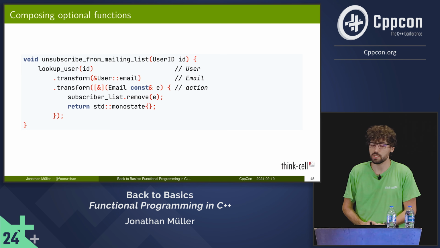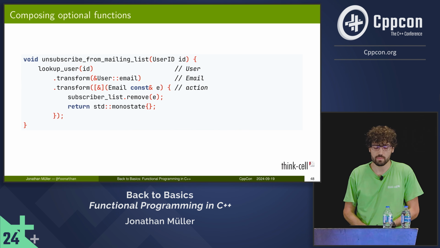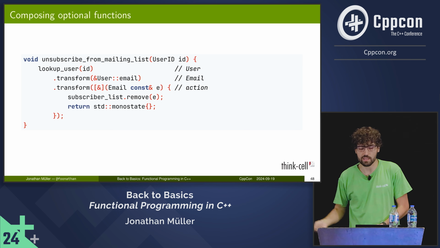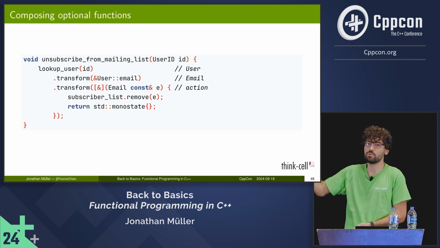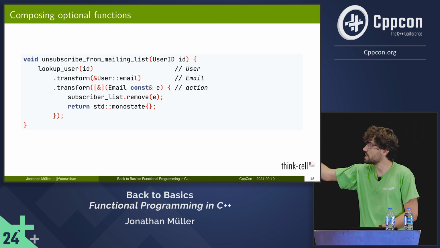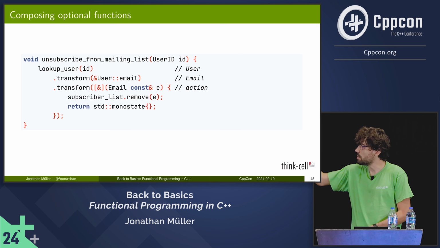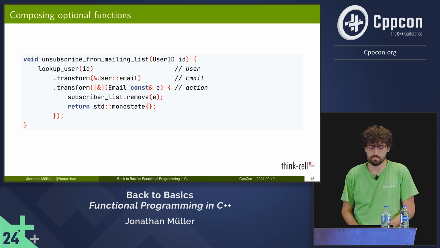And now we can actually write our composition. So we start by looking up the user, then we're getting the email, and then we're getting the action. Right? And the first step can fail, and then we simply don't execute the entire pipeline. Right? So then we declaratively specify the pipeline, and this will then execute.